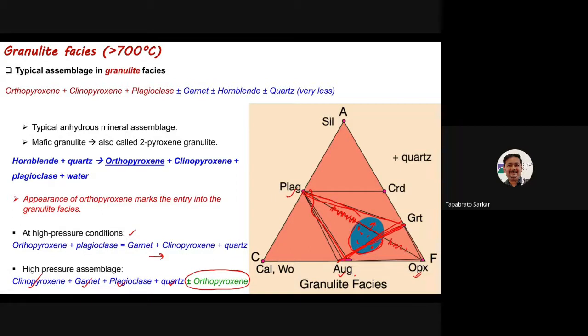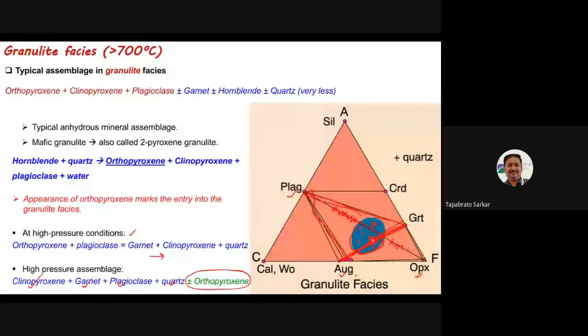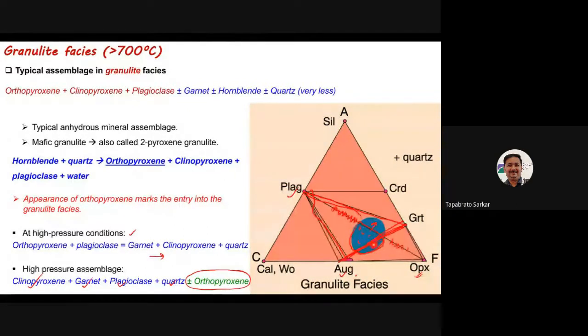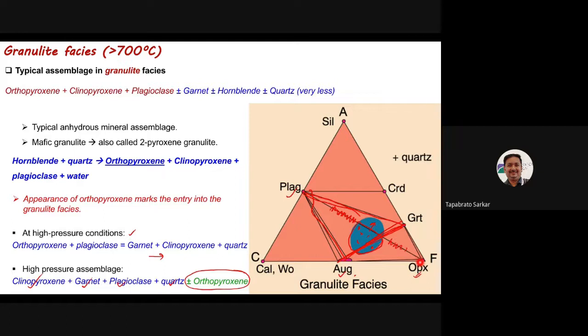Now, if you are on the higher pressure side, when this triangle of plagioclase, clinopyroxene, and garnet is present, the majority of the bulk compositions of the mafic rock will form clinopyroxene, plagioclase, and garnet. Some restricted compositions, which are aluminum and calcium poor, will not have plagioclase, and will have garnet, clinopyroxene, and orthopyroxene. But the majority of mafic rocks at slightly higher pressure conditions within the granulite facies will have garnet, plagioclase, and clinopyroxene, plus or minus orthopyroxene.